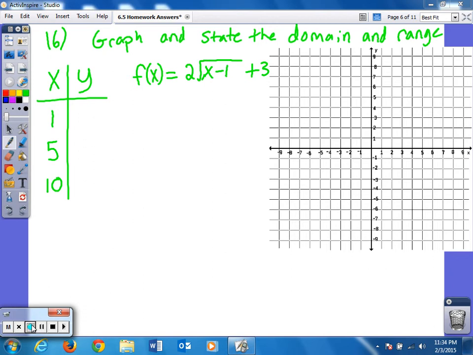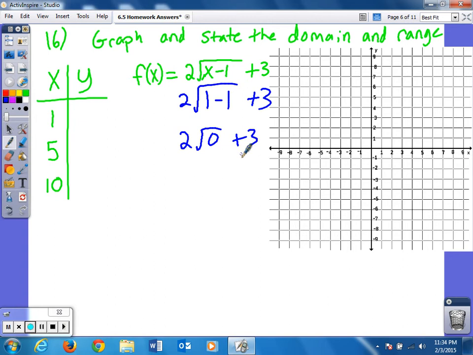So if we plug in 1, we'd have 1 minus 1 under the square root here, and that would give us 0. So anything less than that, say we plug in 0, then we'd have 0 minus 1. We're going to have a negative number under the square root. So we don't want to do anything less than 1. That's not going to be in the domain. But we can do 1. That would give us, again, 2 times the square root of 0 plus 3, which is just going to be 3.